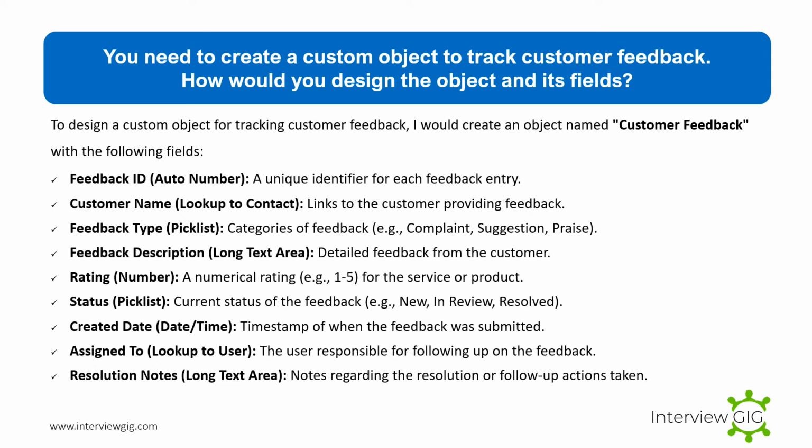Customer name, lookup to contact, links to the customer providing feedback. Feedback type, pick list, categories of feedback, e.g. complaint, suggestion, praise. Feedback description, long text area, detailed feedback from the customer. Rating, number, a numerical rating, e.g. for the service or product. Status, pick list, current status of the feedback, e.g.